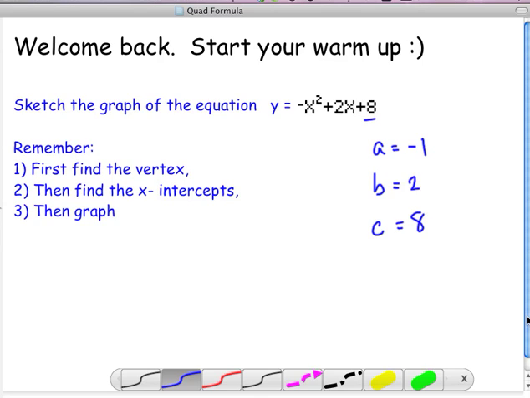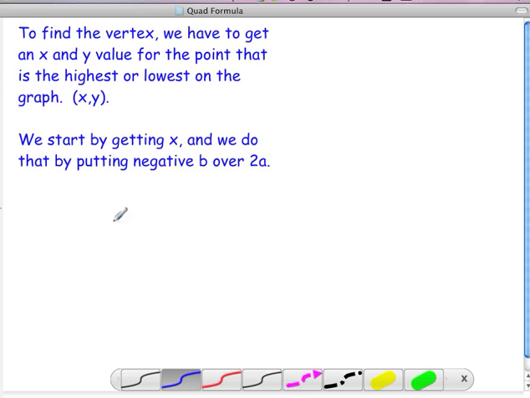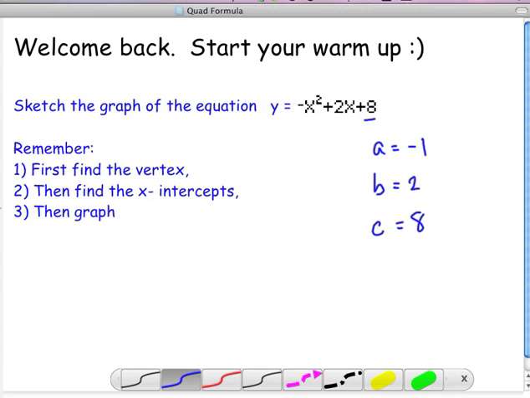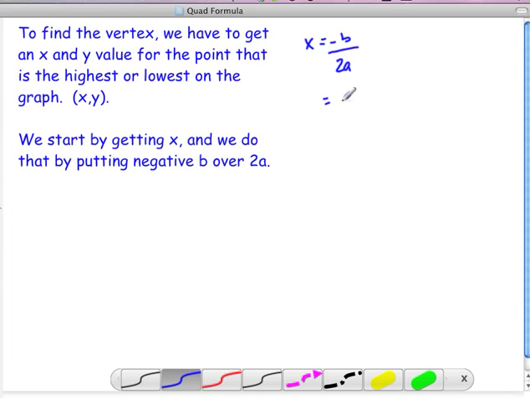So when I'm finding the vertex, I start by doing x equals -b over 2a. That would be -b would be -2, all over 2a is -1. Now I need to simplify that. So negative times 2 is -2. 2 times -1 is -2. Negative over negative is a positive. 2 over 2 is 1.